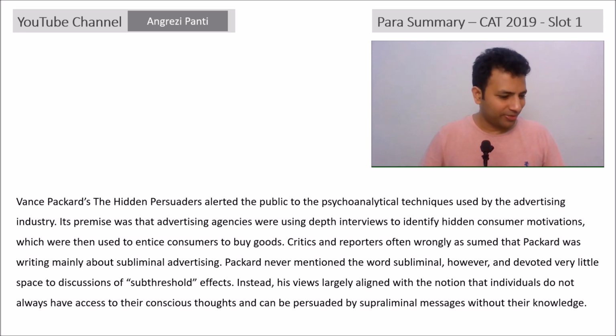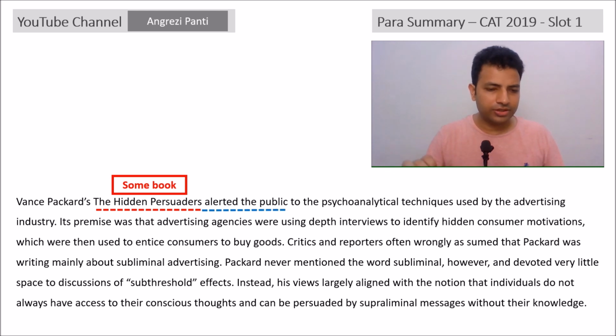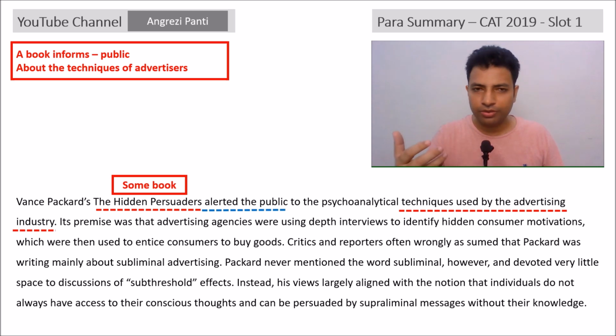All right, so we have Vance Packard's The Hidden Persuaders. I think Hidden Persuaders could be his book, could be Packard's book. Packard could be an author. So what does the book do? The book alerted the public to the psychoanalytical techniques used by the advertising industry. Okay, fine. So we have got a book which informs the public about what? It informs the public about the techniques of advertisers.